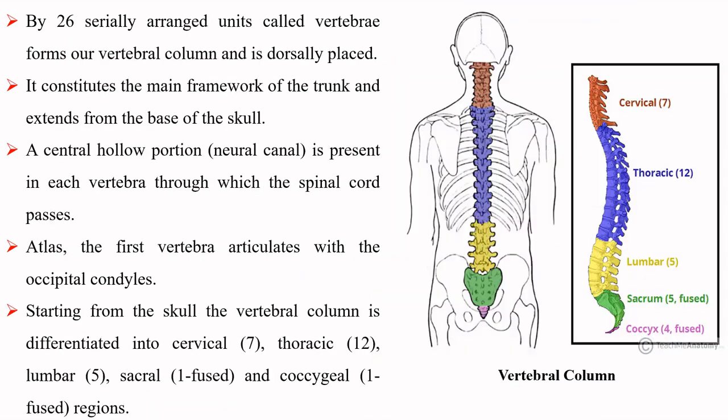By 26 serially arranged units called vertebrae forms our vertebral column and is dorsally placed. It constitutes the main framework of the trunk and extends from the base of the skull. A central hollow portion is present in each vertebra through which the spinal cord passes. Atlas, the first vertebra, articulates with the occipital condyles. Starting from the skull, the vertebral column is differentiated into cervical, thoracic, lumbar, sacral, coccygeal regions.